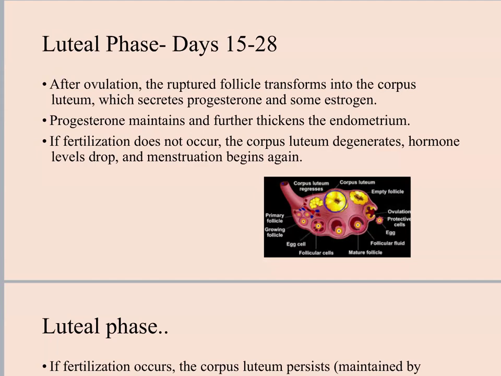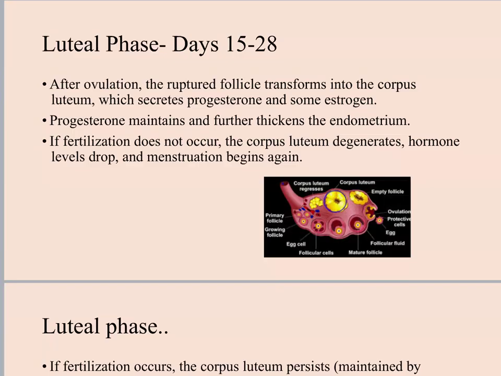If the estrogen is the one that has the job of building the uterine lining up, the progesterone is the one that's going to maintain that cushion and keep thickening it. If fertilization does not occur, then that corpus luteum degenerates. That makes the hormone levels fall, and then we are back to right where we started at day one. And then that cycle just continues, continues, continues. So that is what happens if no baby.